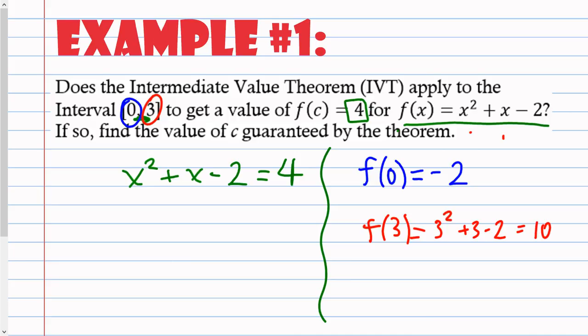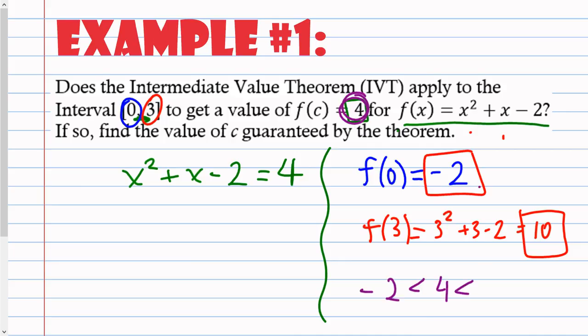And then the idea would be, okay, these are my y values, and in order to check to see if my c value is even guaranteed to be there, what's the number this was supposed to equal? Oh yeah, it was 4. Now, is 4 in between -2 and 10? Yes, it is. So this part alone is telling me, yup, there should be a c.